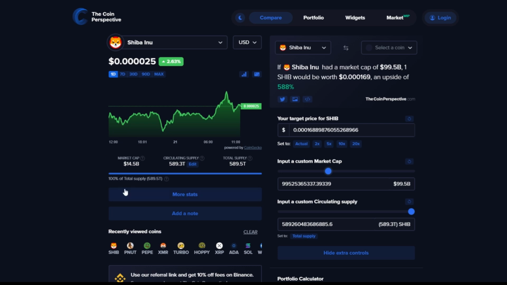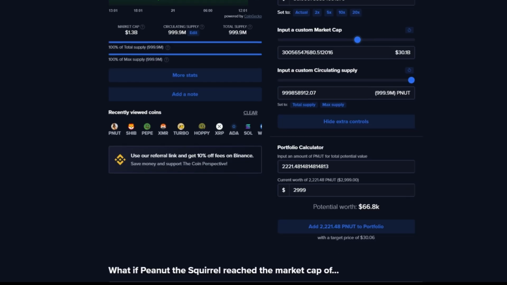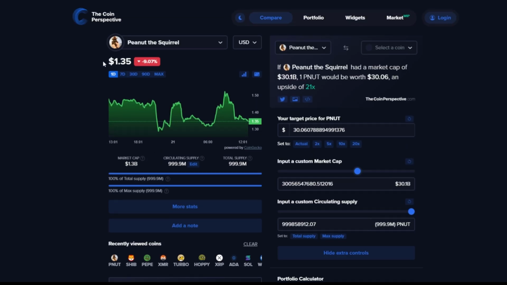But again, that's my speculation. Let me give you a different perspective. We're going to go back into our Peanut. If you put that same amount of money into Peanut at $1.35 and it did hit that $30 billion market cap, that 21x we were talking about earlier, your $3,000 would be sitting at $66,000. So you see, that's the difference between market caps.